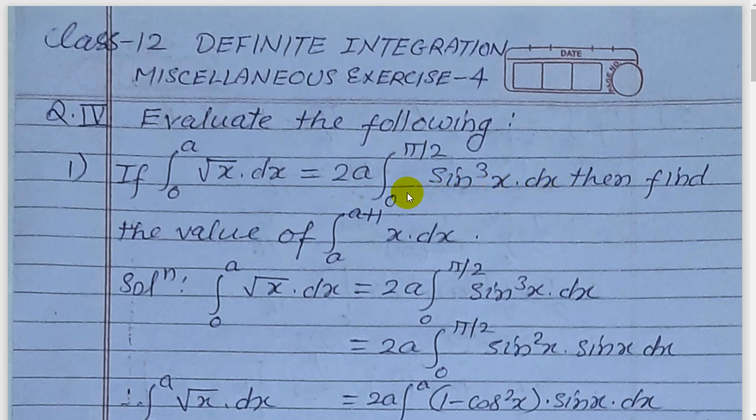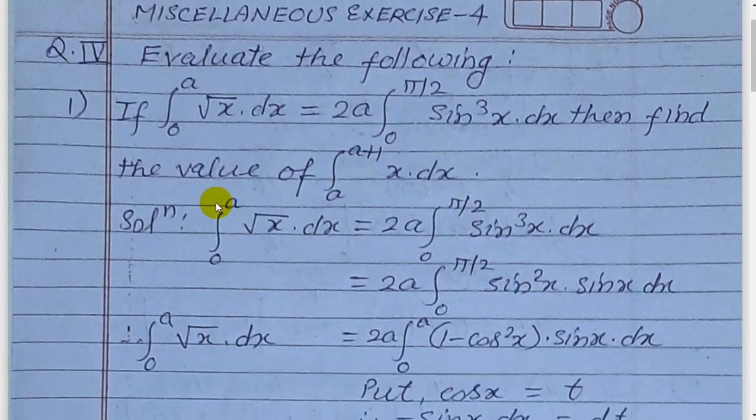So from this given equation we have to find the value of a first. After that, we substitute that value in this integration, then we can get the value or values of this integral, that is, the integral of a to a plus 1 of x dx. Sometimes this type of question can be asked in JEE, CET and other competitive exams. So now see the solution for this integration.